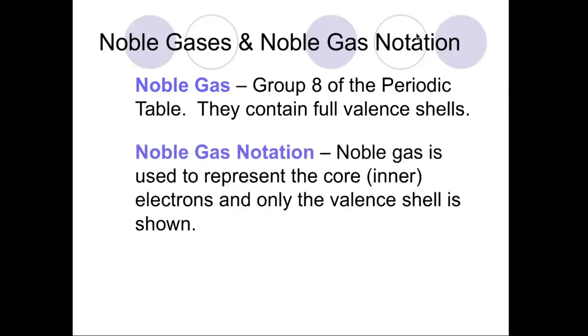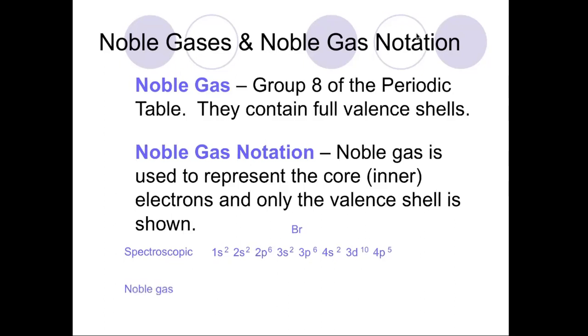Now, noble gas notation is used to represent the inner core of the electrons and to show which valence electrons are completely filled. I'm going to show you just how to do that. For example, let's say we're doing the spectroscopic notation for Br. Remember, we start at the bottom and build up until we have the number of electrons that Br has. Br has 35 electrons.